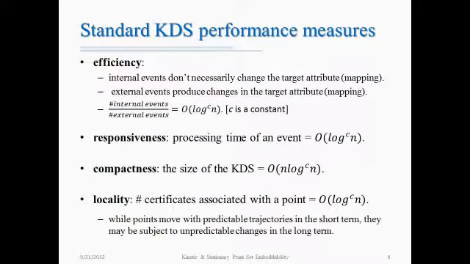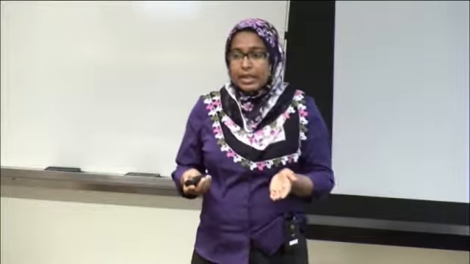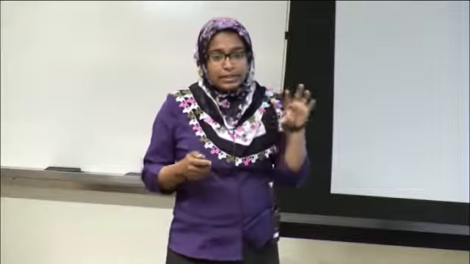Okay. So how do we measure the performance of a kinetic data structure? There are some standard measures. A data structure can be efficient, responsive, compact, and local. Efficiency is the ratio between internal events and external events. Internal events are events when the target attribute is not changed, that means the mapping does not have to change. And an external event always changes the mapping. Responsiveness means the processing time of each event, and compactness is the size. Locality shows that when there is a change in some mapping, you don't have to change the whole thing. You can just make some changes locally, and that keeps the certificates valid.